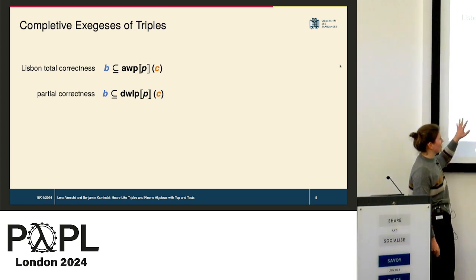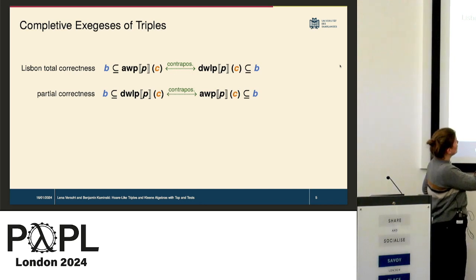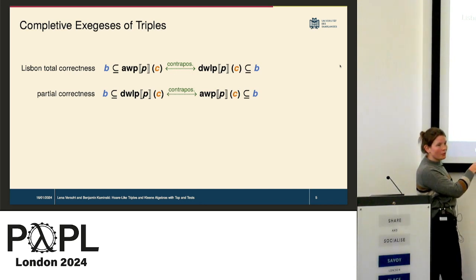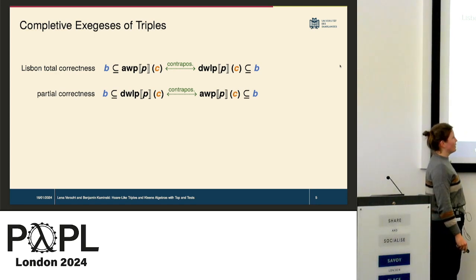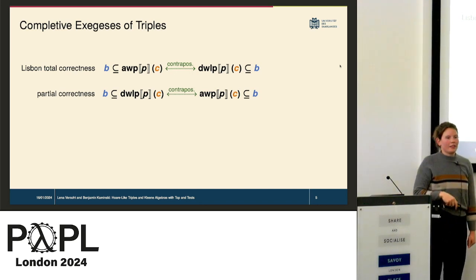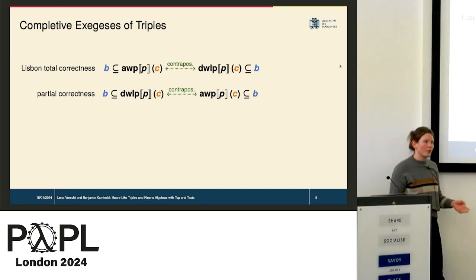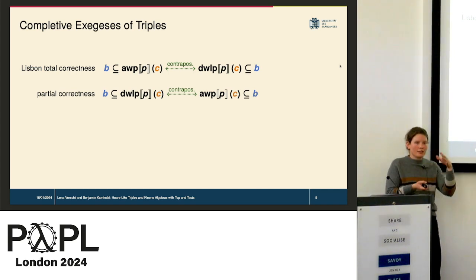Okay, so we're going to complete this picture in some sense, and for this we can first add two contrapositives of these triples. B is included in the angelic WP of C if and only if the demonic weakest liberal pre of the negation of C is included in the negation of B. Weakest pre and weakest liberal pre are both backwards transformers in the sense that we start with a set of final states and compute a set of initial states. But this can also be done the other way around.